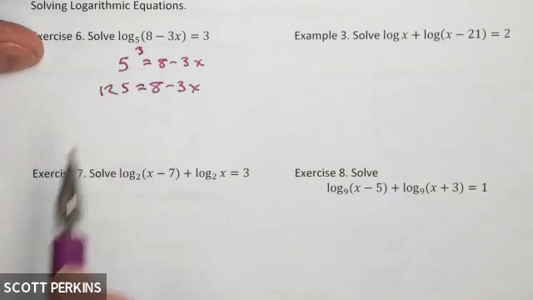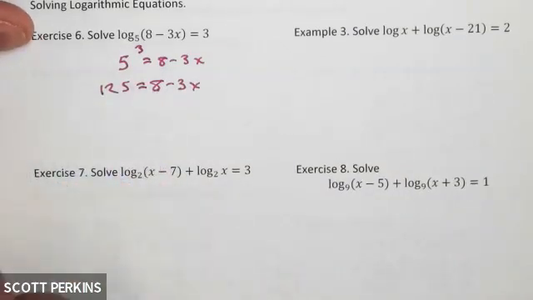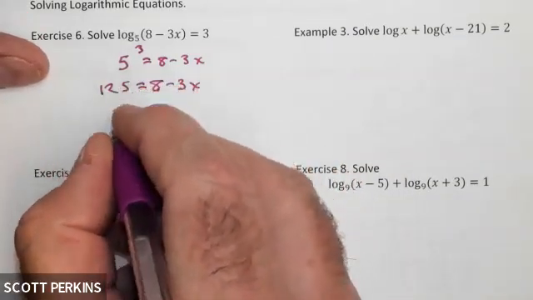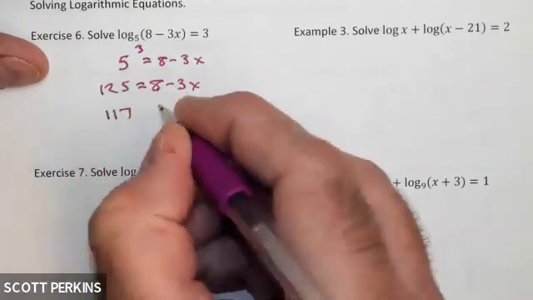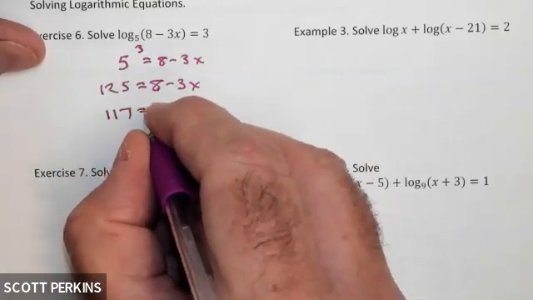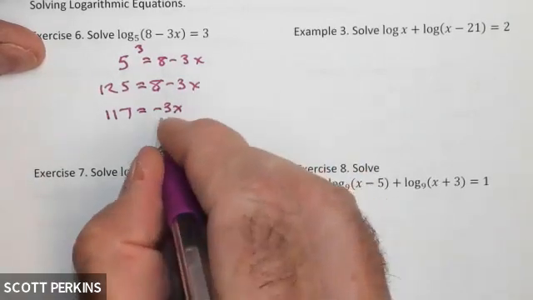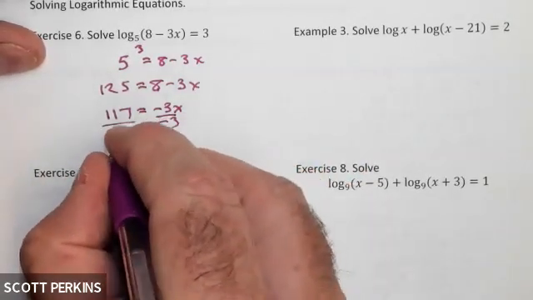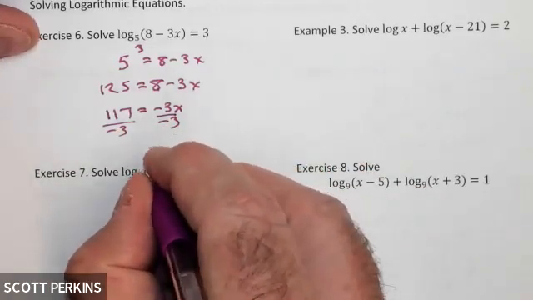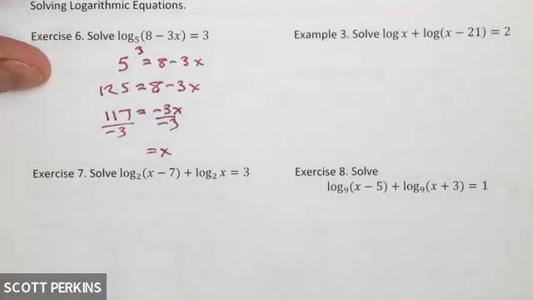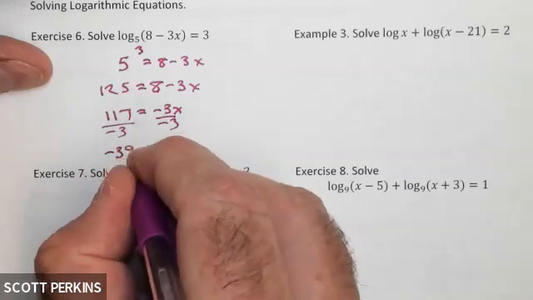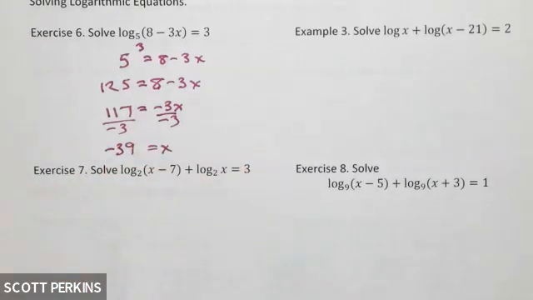I'm going to subtract 8 from both sides. So when I subtract 8 from both sides, that's going to give me 117 on the left. And now I'm going to divide both sides by that -3. And what is 117 divided by -3? Anybody got that information for me? Thank you very much. Appreciate that. -39.